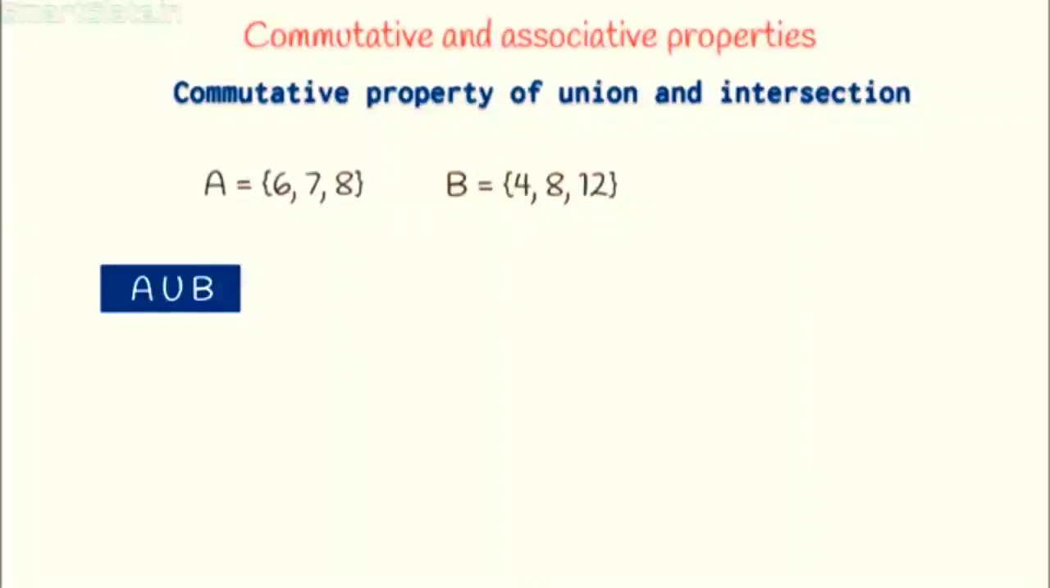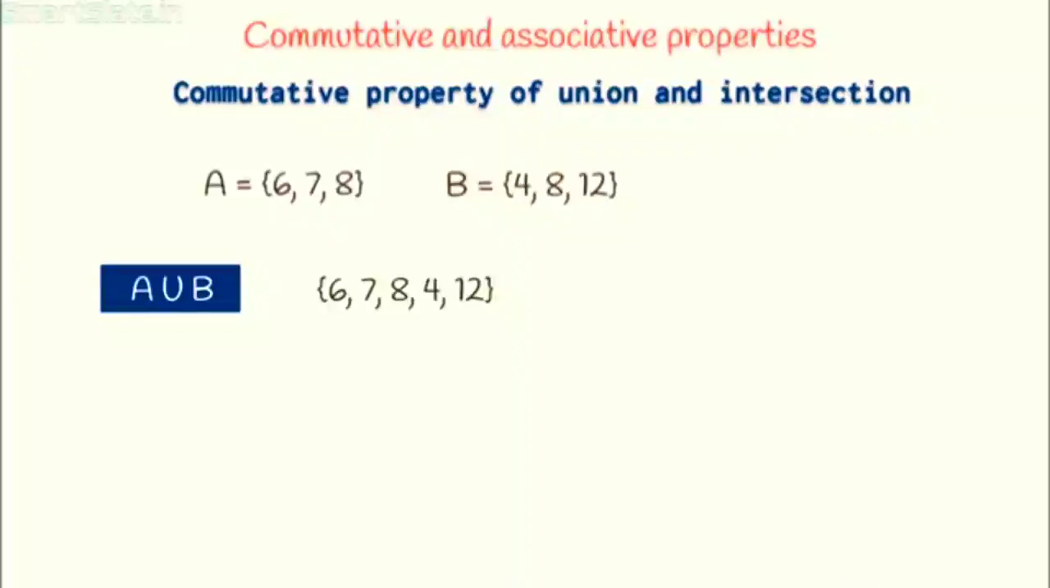A union B. The union of A and B is the elements from both A and B. Let's write the elements from A: 6, 7, 8, and the elements from B: 4, 8, 12. But here 8 repeats again, so we write it one time. So 4, 12. Now A union B is {6, 7, 8, 4, 12}.